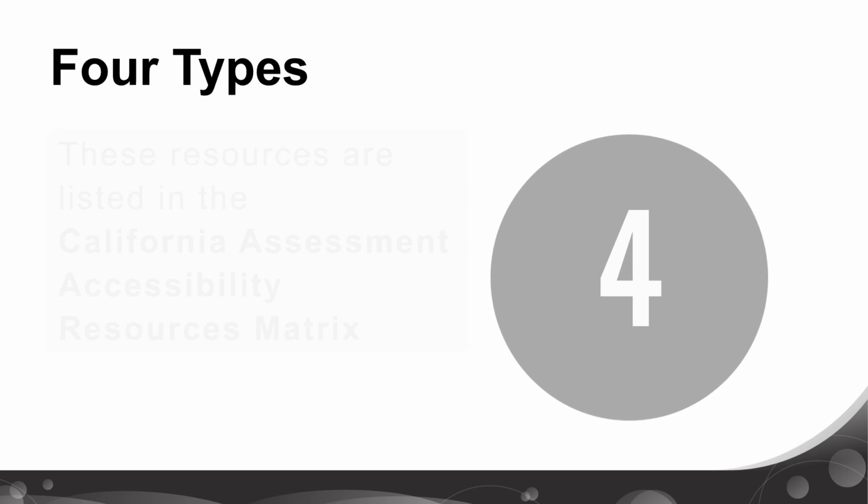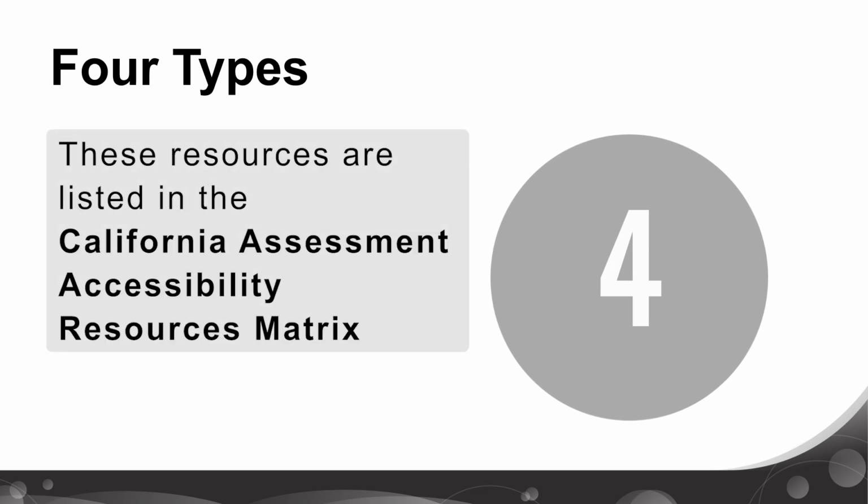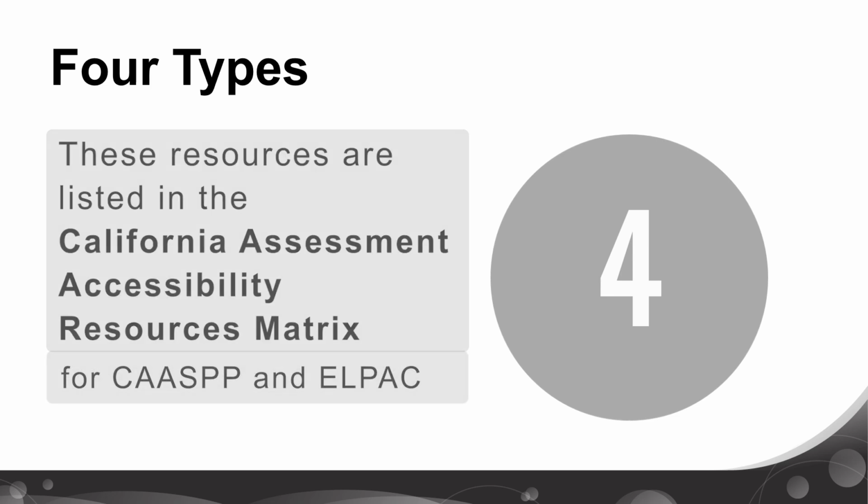There are 4 types of resources. These resources are listed in the California Assessment Accessibility Resources Matrix. This document lists all the accessibility resources available for CAASPP and ELPAC.